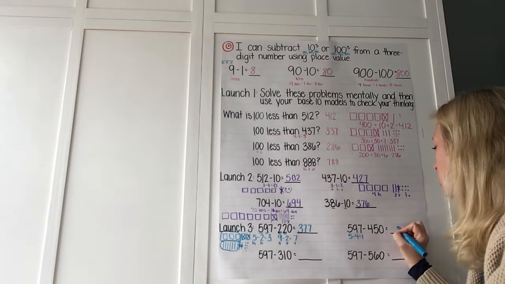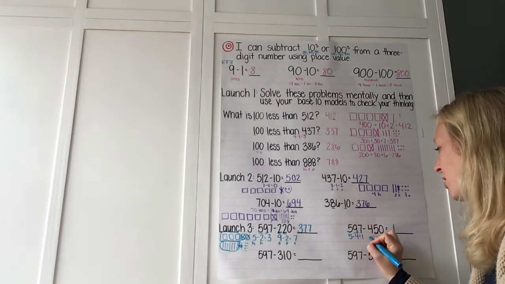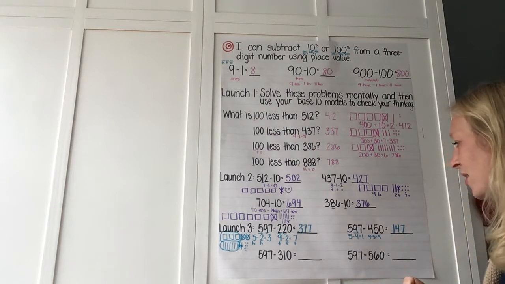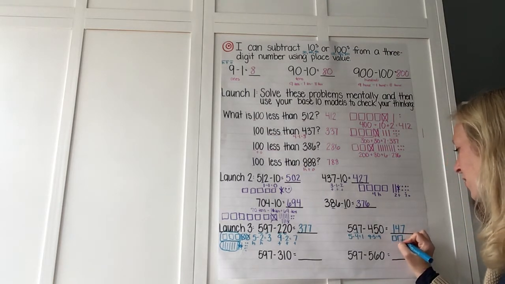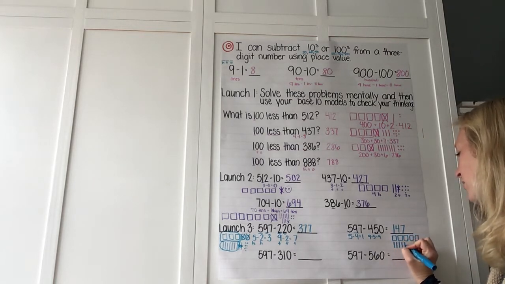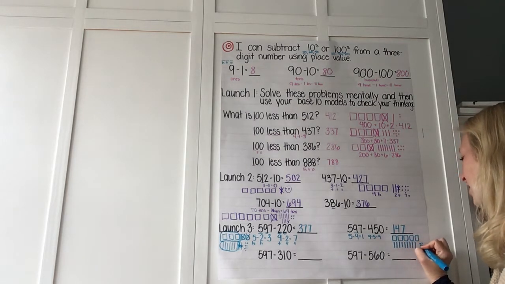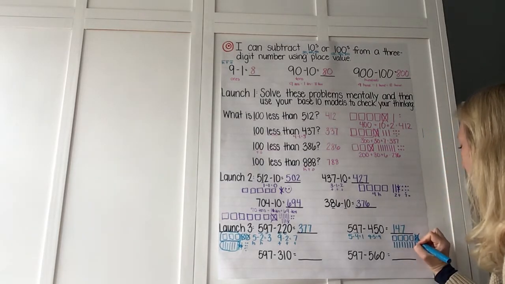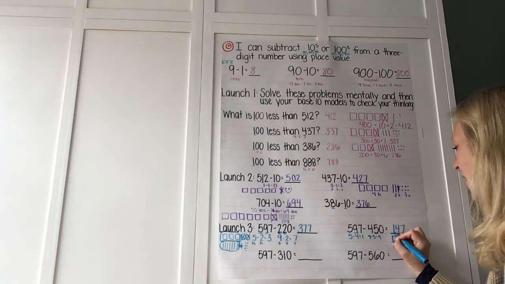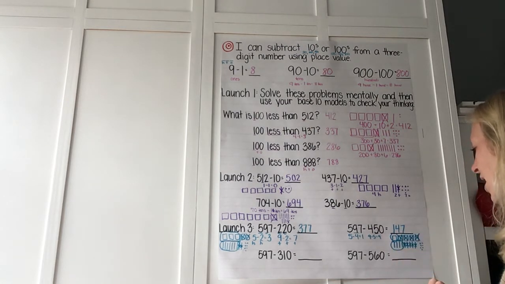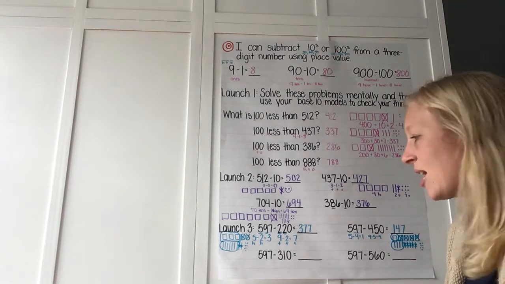5 take away 4 is 1. 9 take away 5 is 4. And we still have that 7. Right. Even if we were to show that in our base 10 blocks, we're saying 500, 30, 40, 50, 60, 70, 80, 90, and 7 again. Because we're starting with that same number for each of these. This time we're taking away 4 tens. It's 400s, and I have 1 left. We're taking away 5 tens this time, and I have 4 tens left, and our ones stay the same.